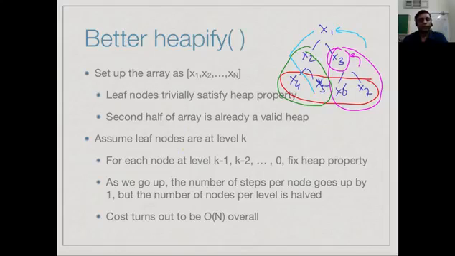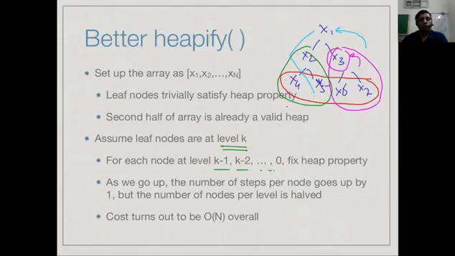So for each level k minus 1, k minus 2, where leaves are at level k, on up to the root, we fix the heap property. As we go up, fixing the heap property means walking down, like we did for delete max, to the leaf. So each level we go up, the length of this path increases by 1. But because the levels double as we go down, they halve as we go up. So the number of nodes for which we have to check this extra length path goes down by a factor of 2.